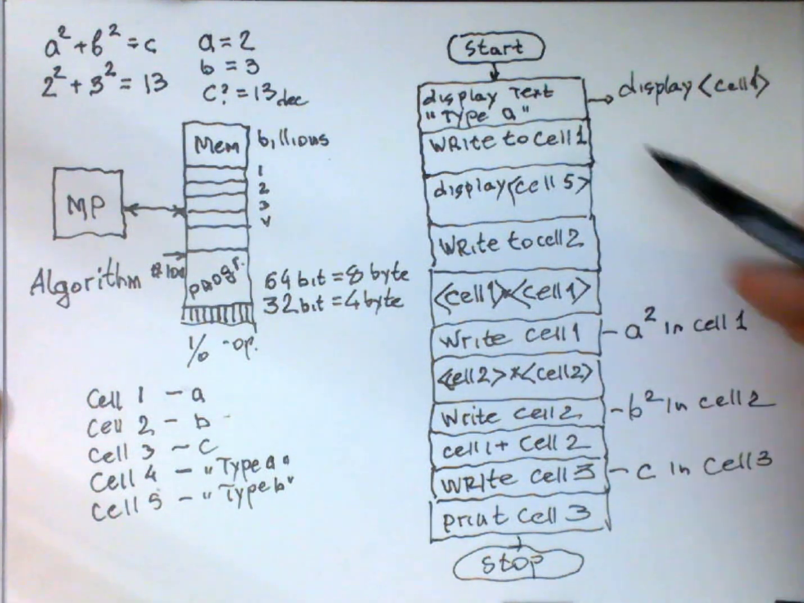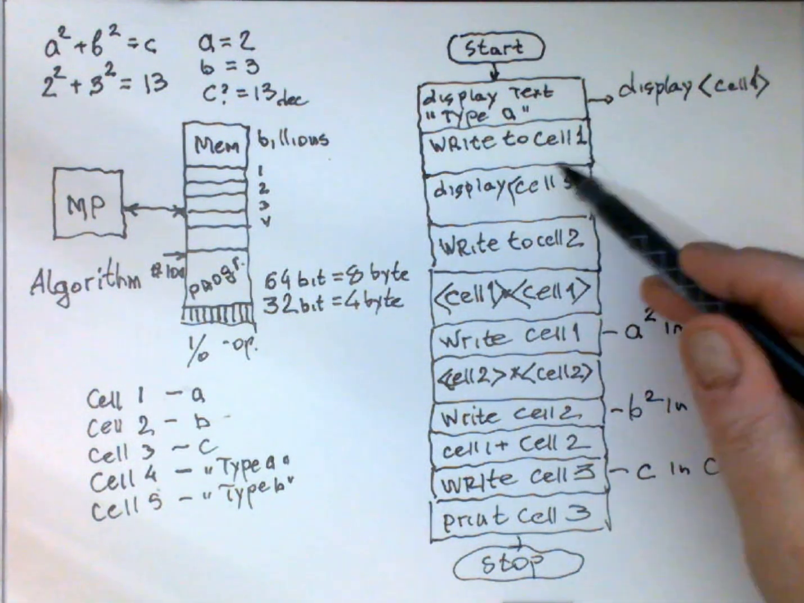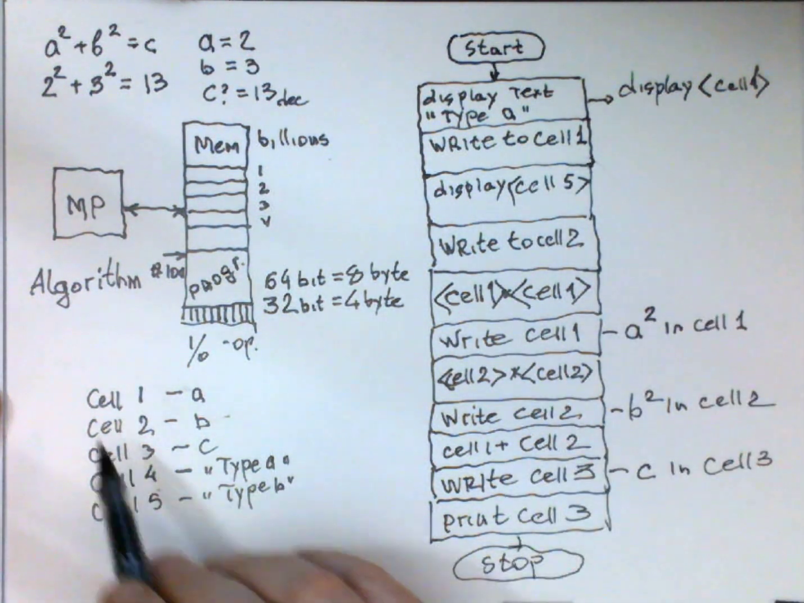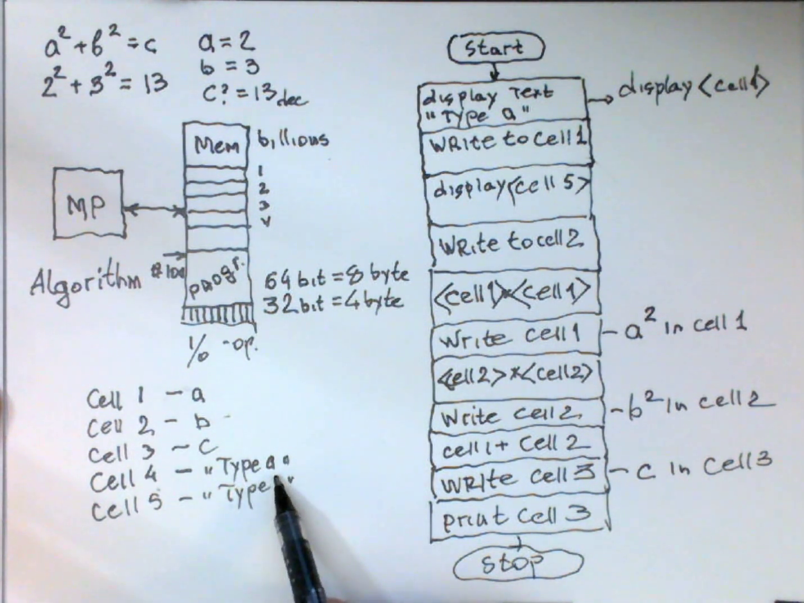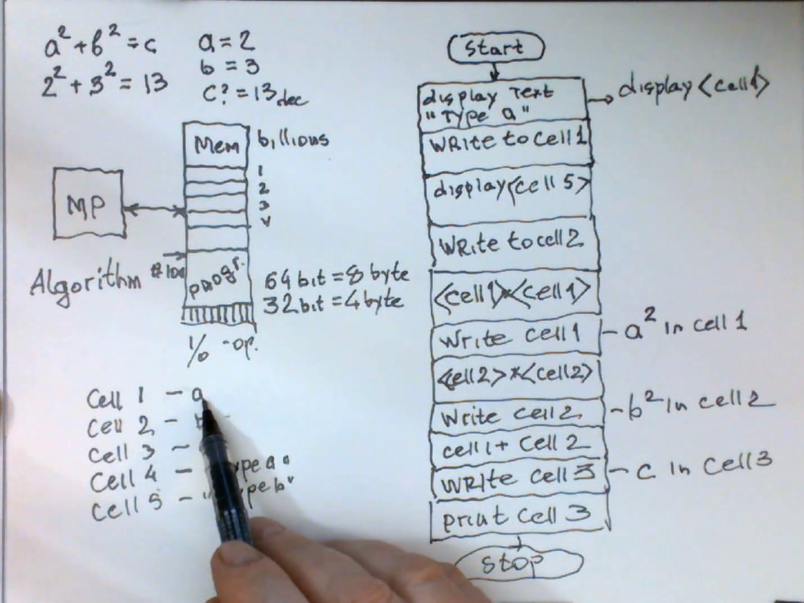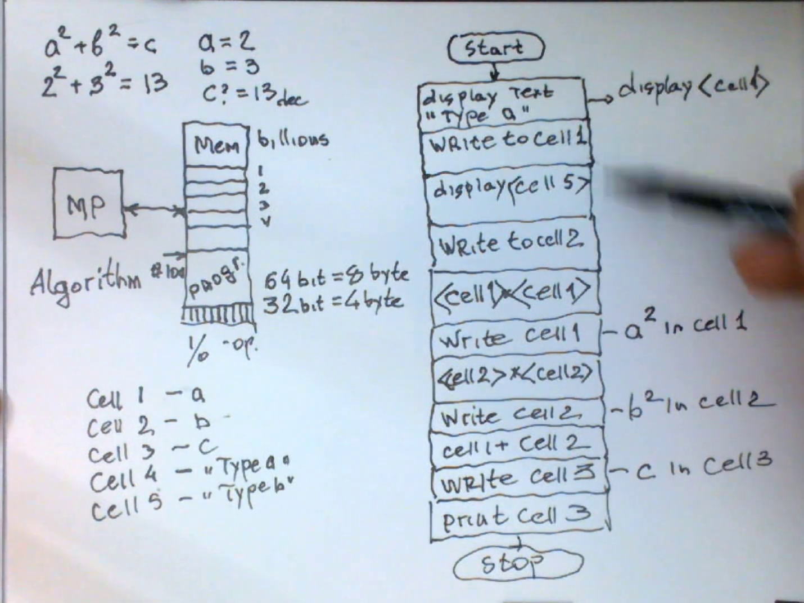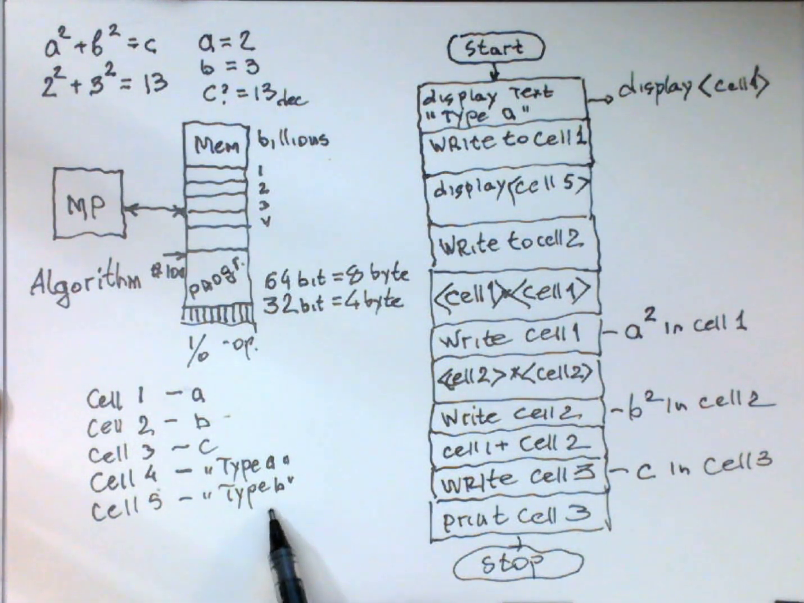When the user inputs data, for cell number 1 we need to write this data to cell number 1, because what we ask the user, type the value of A, we then put into the cell dedicated to A. This is cell number 1. Then display cell number 5. Cell number 5 is a textual constant, the textual information type B. B meaning the value of B.